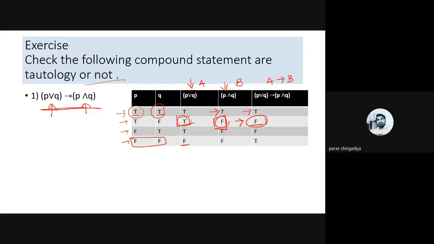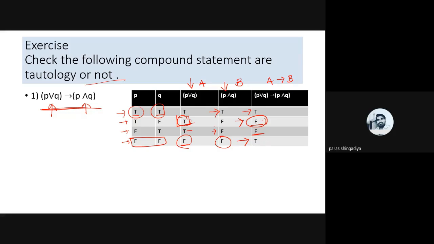Third one is similar, T to F, okay, that is also T to F, so here it will be F, okay, and the last, both are false here, so in such a case the output will be T. Clear? So here we get the final output of this compound statement: T, then the next two values are F, and the third value is T. Okay, so it is not a tautology.